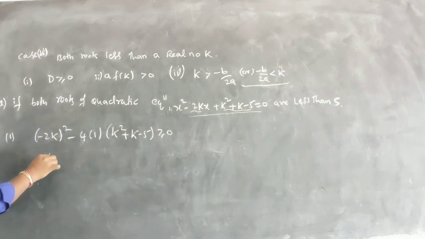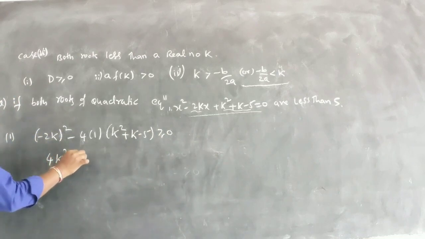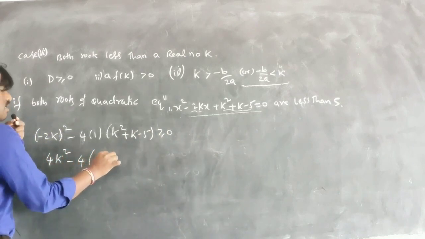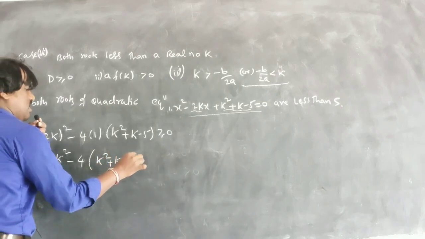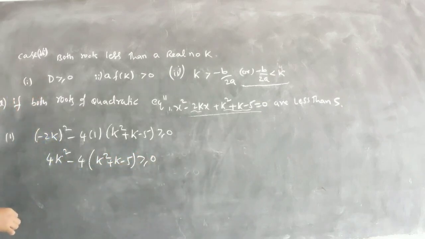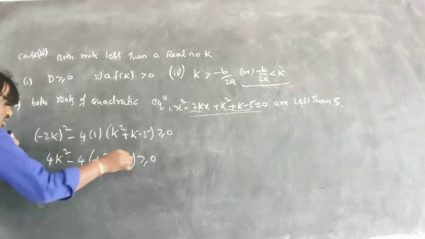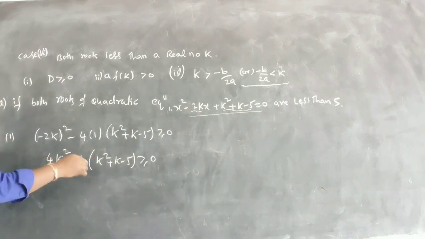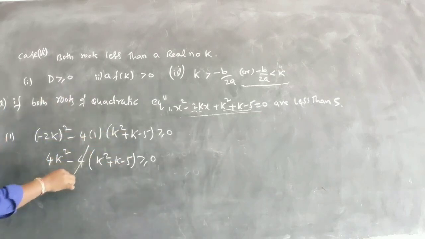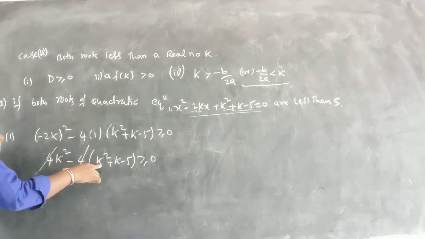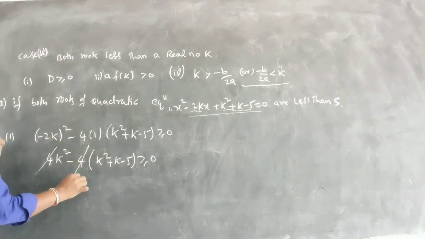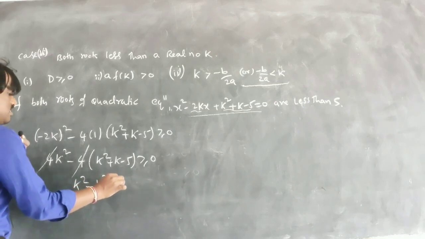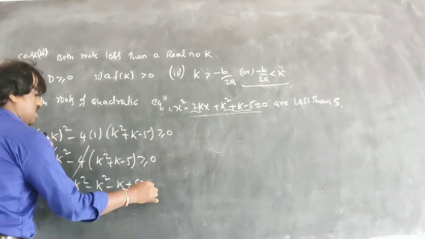So what I am getting here is 4k square minus 4 times (k square plus k minus 5) greater than or equal to 0. Remember one thing: whenever you have cases like this, where 4 is there throughout, take 4 common and divide. That will be the easiest way. So here this k square will be cancelled out.